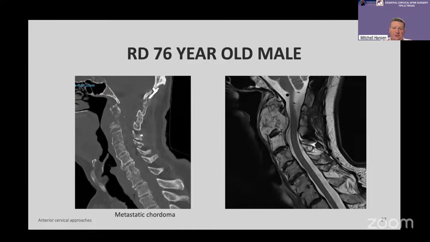He does have some signs of myelopathy, and my plan, because of the inability to extend him now with the posterior fixation in line, we'll have to look at a transoral approach to this chordoma to decompress the spine and then allow some SBRT radiation for control of the chordoma.